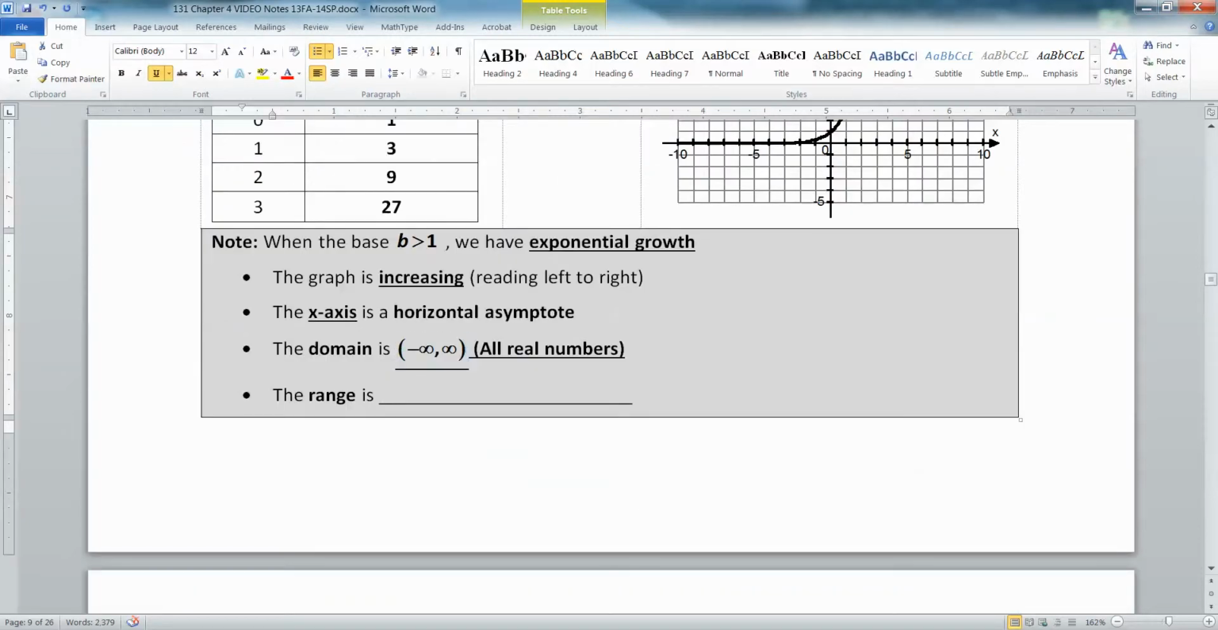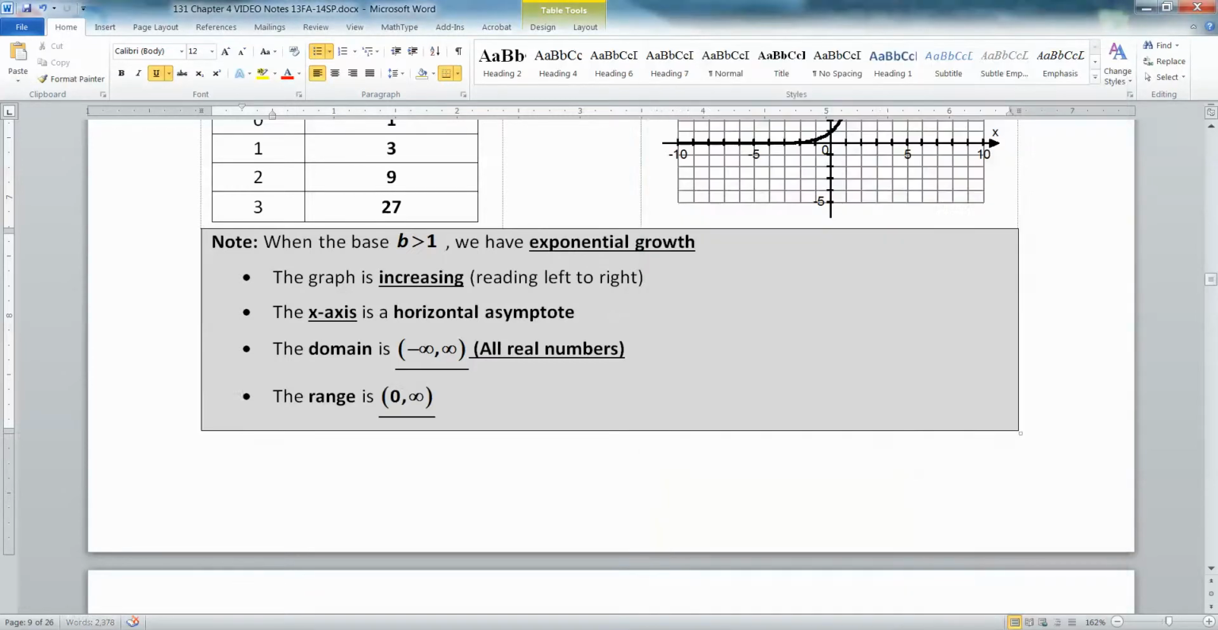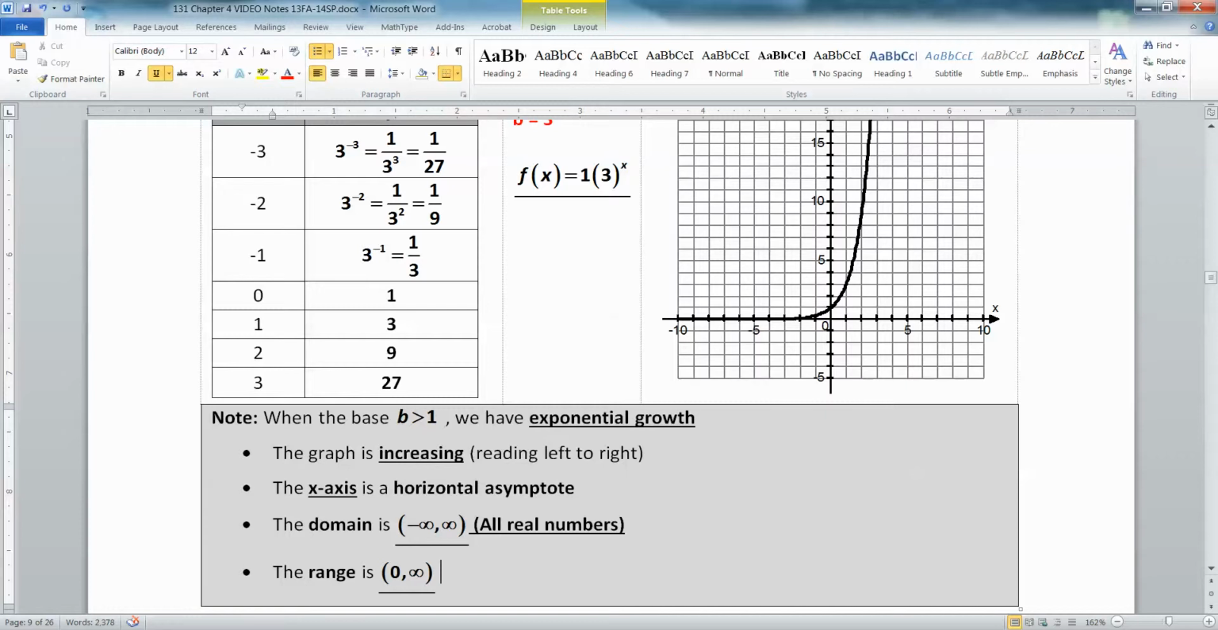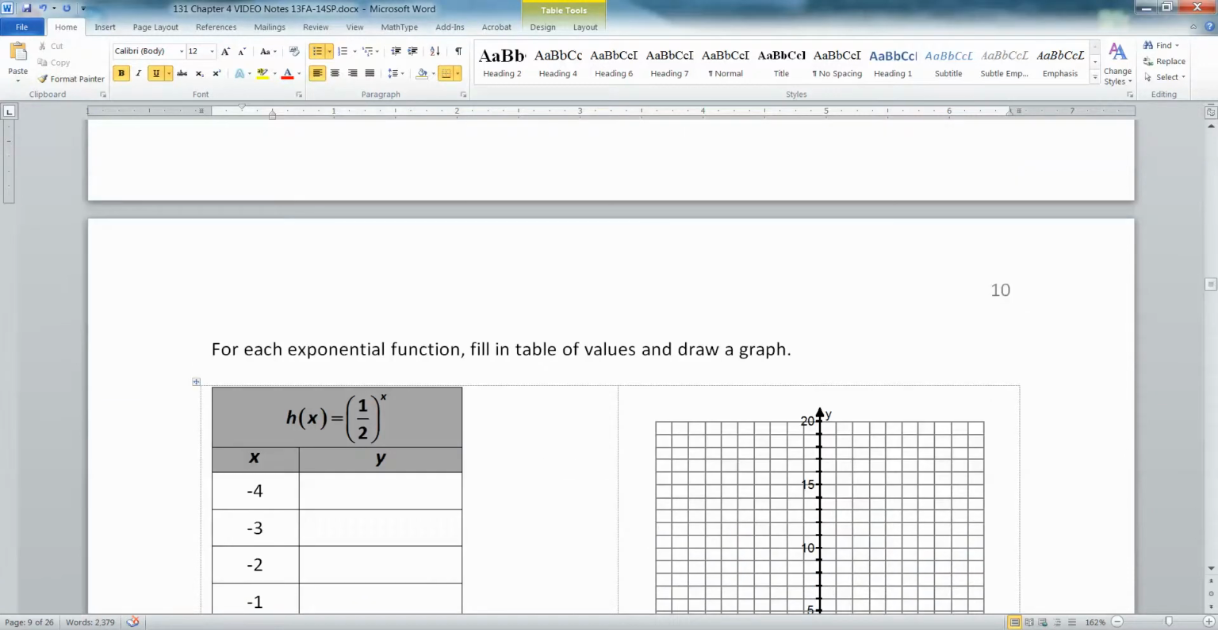So our range is, let's see, 0 to infinity, right? We never quite get to 0 though, so he doesn't get a bracket. He gets a parenthesis because you never get to actually reach or touch 0. You never touch that x-axis. You just kind of skim along it like a surfboard. All right, we're done with that page. Let's see about the next one.